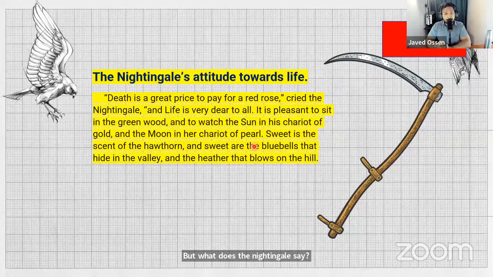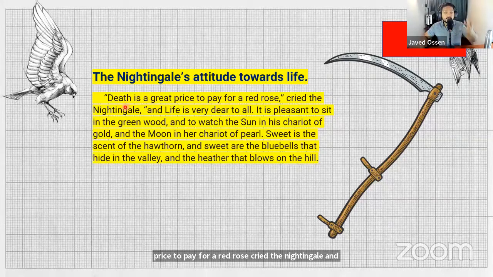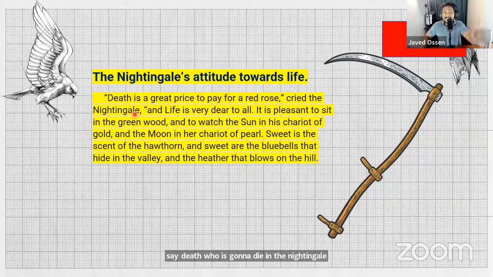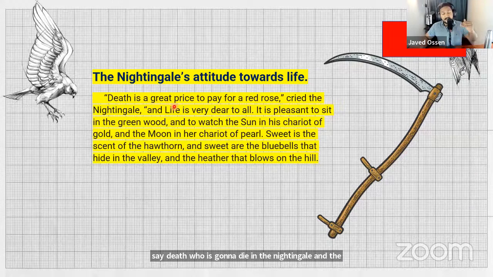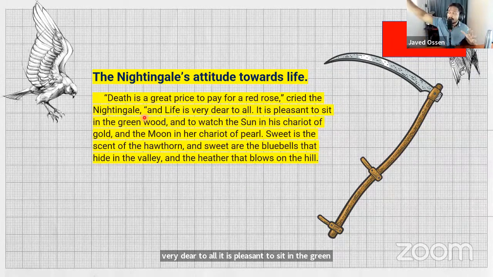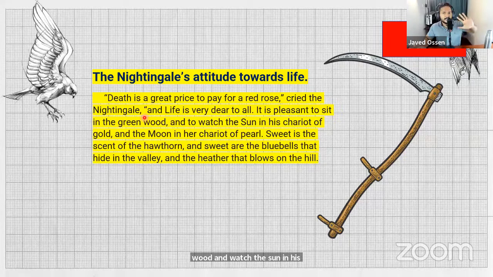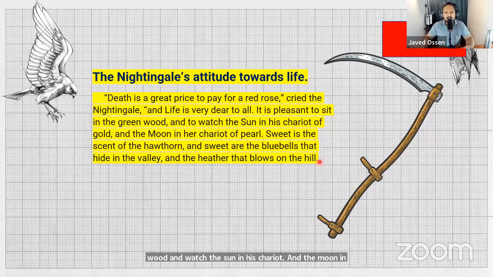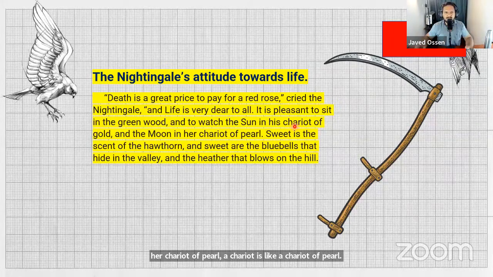Death is a great price to pay for a red rose, cried the nightingale. And life is very dear to all. So what does the nightingale say? Death. Who is going to die in The Nightingale and the Rose? The nightingale, right? Death is a great price to pay for a red rose, cried the nightingale. And life is very dear to all. It is pleasant to sit in the green wood and watch the sun in his chariot of gold and the moon in her chariot of pearl. A chariot is like a cart, and this is more like a personification, okay?